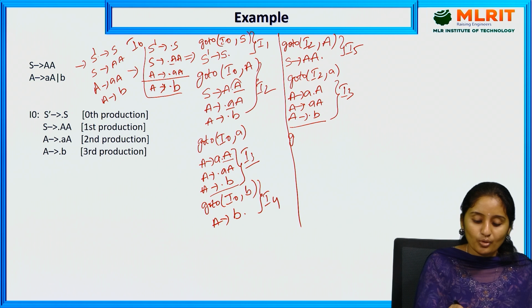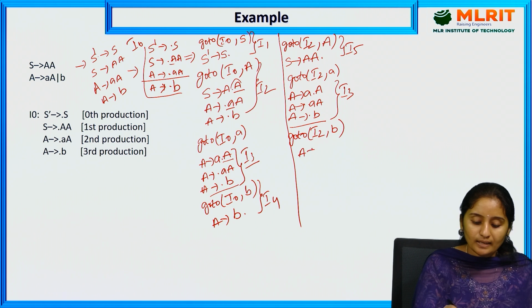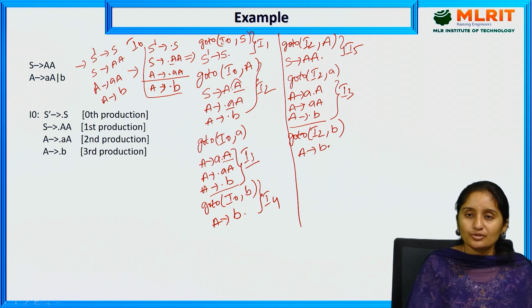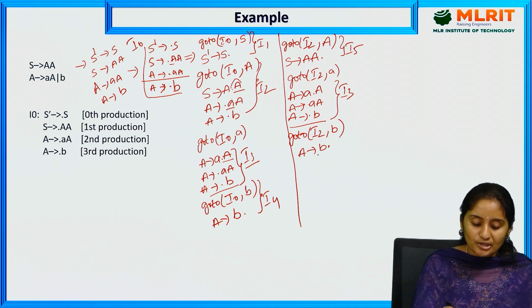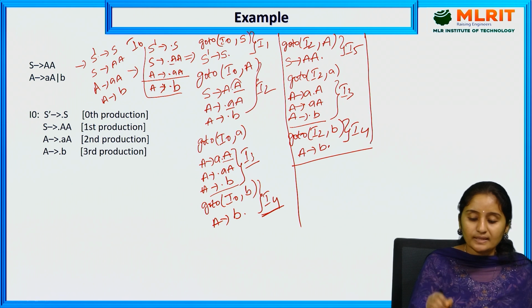Next, go to I2 comma B. I2 comma B gives A tends to B dot. Check whether this production exists. Yes, it is in I4. So write I4. Now the goto on the I2 state is completed.